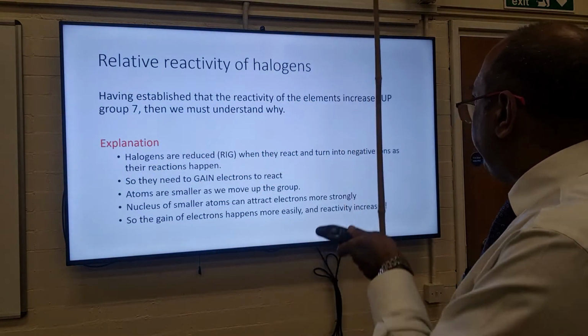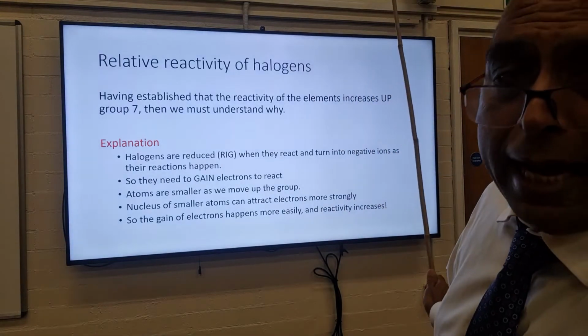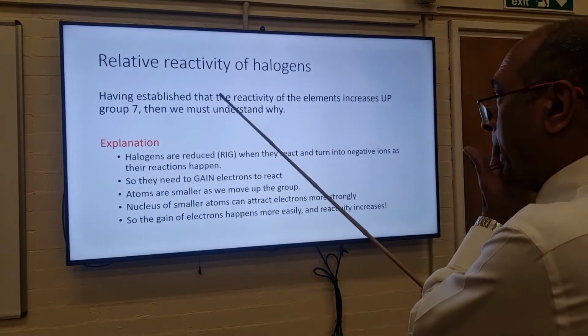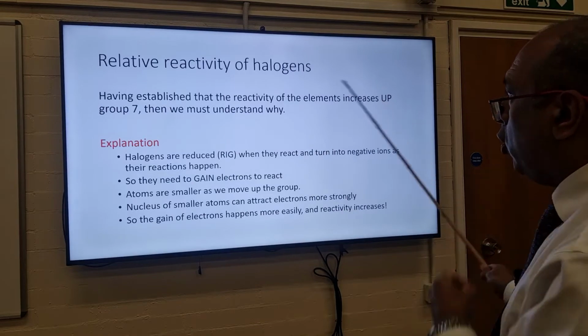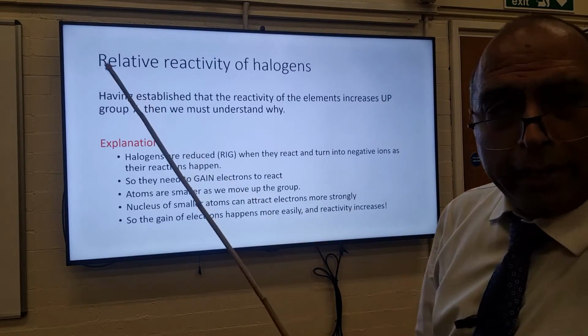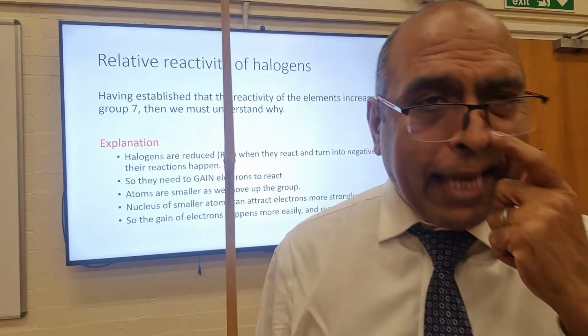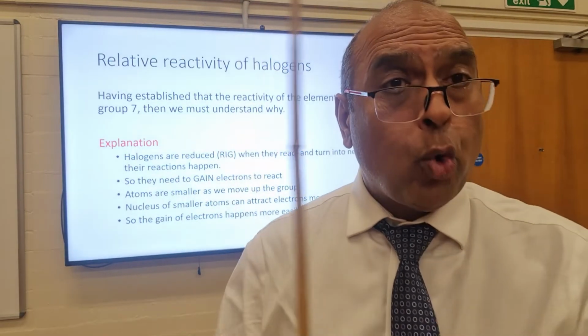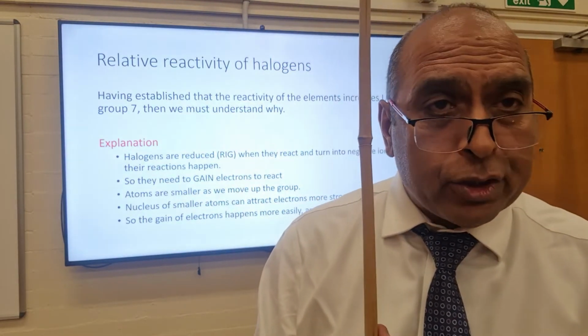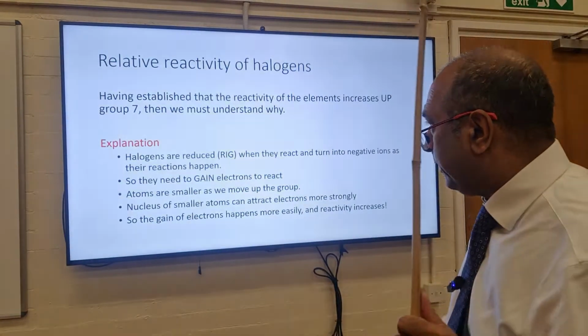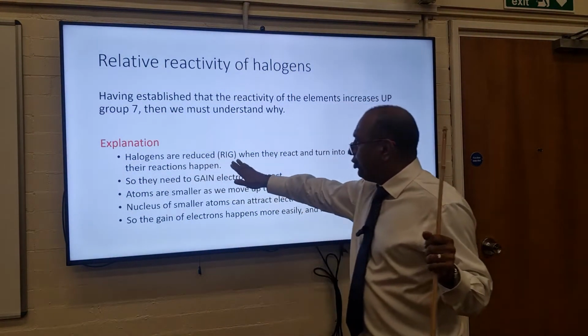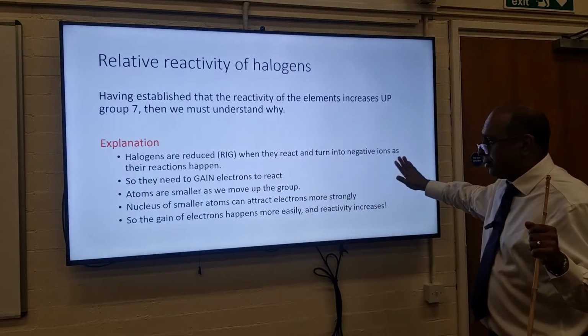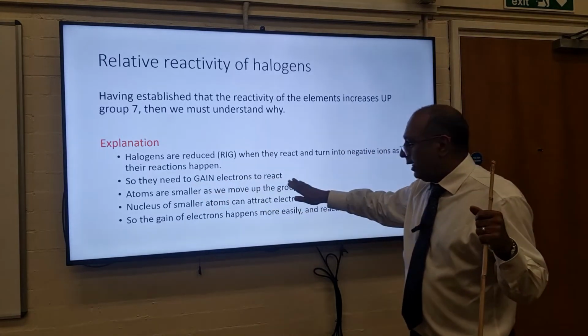Having established that the reactivity of the elements gets less down the group, then we can say the reactivity of the elements increases up the group. Why? Well, it's all to do with gaining an electron. Which of the halogens will gain electrons most easily? Halogens are reduced. That's the gaining of electrons. So they need to gain electrons.